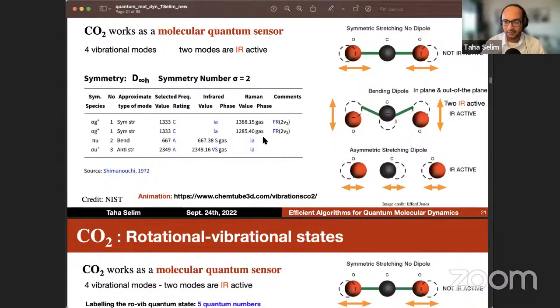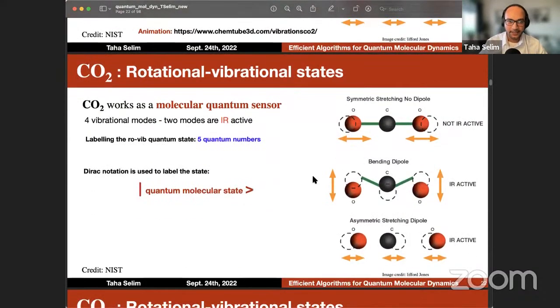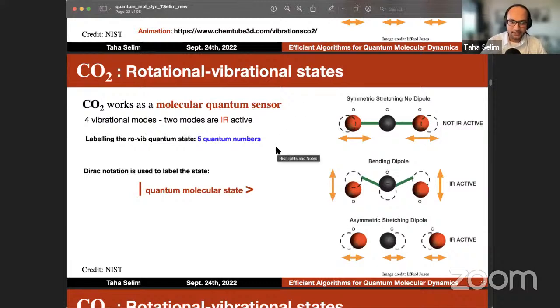And that CO2 really gives a lot of information about these interstellar media. So now, how do we describe the quantum state of CO2? We now need to label the raw vibrational quantum state. For that, we use 5 quantum numbers, and we use Dirac notation to label the state. It's a very compact notation.